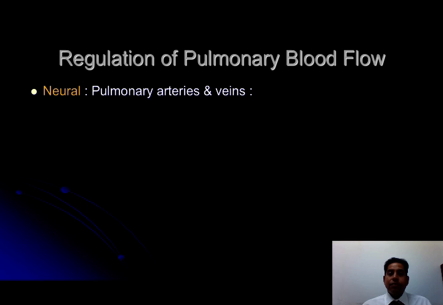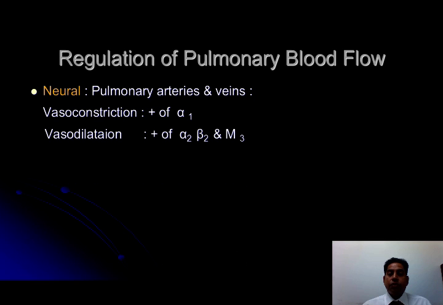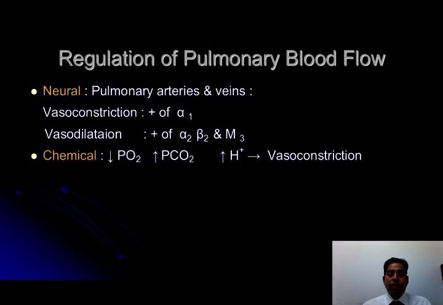There are two mechanisms, the neural mechanism and the chemical mechanism. The neural mechanism basically acts on the pulmonary arteries and the veins. These arteries and veins have alpha 1 receptors, like most blood vessels. Stimulation of these alpha 1 receptors leads to a vasoconstriction. Likewise, stimulation of the alpha 2 or the beta 2 and the M3 receptors, which are abundant on these pulmonary arteries and veins, will cause a vasodilatation.